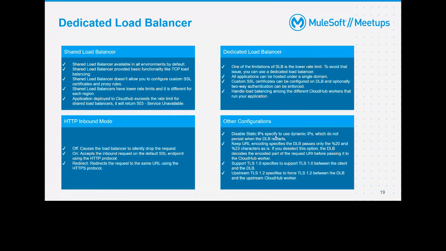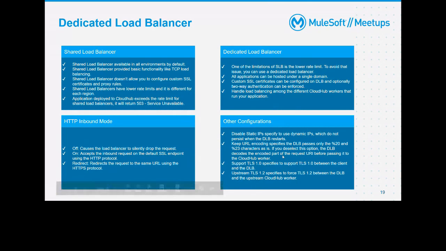Disable static IPs to use dynamic addresses. If you want to keep the %23 character as is, and the %20 character as is, you can use the keep URL encoding option. If you want to support TLS 1.0 between client and DLB, you can enable this option. If you want to enable TLS 1.2, you can enable this particular option. There are options available. Okay.